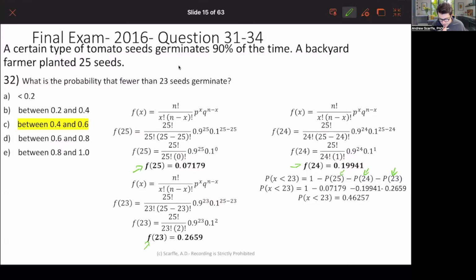And then we add that together, and we finally get the probability that x is less than 23 to be 0.46257.